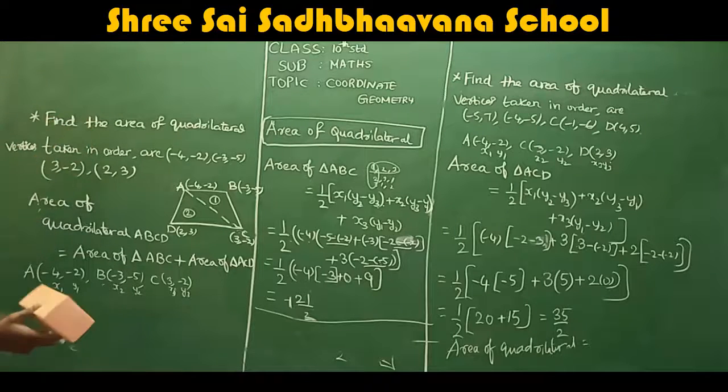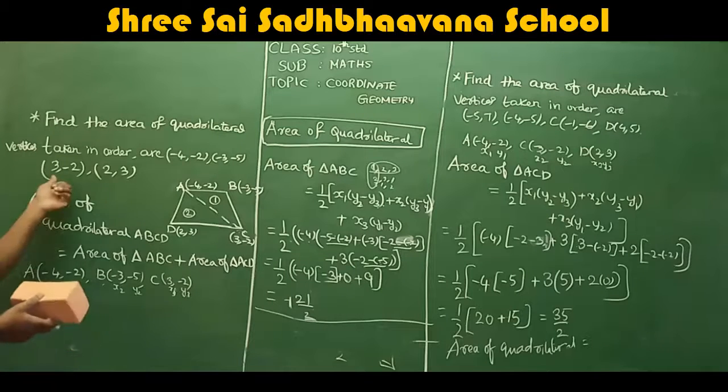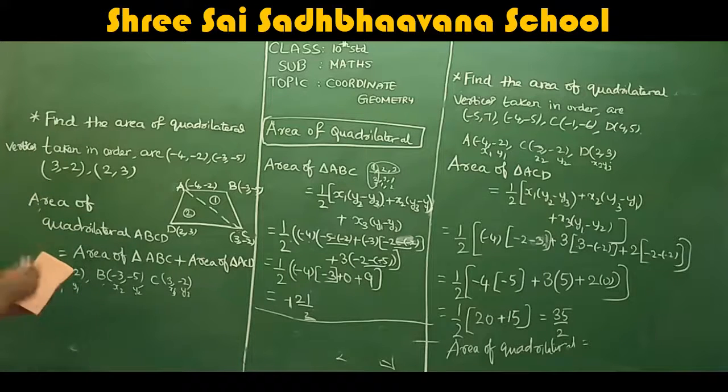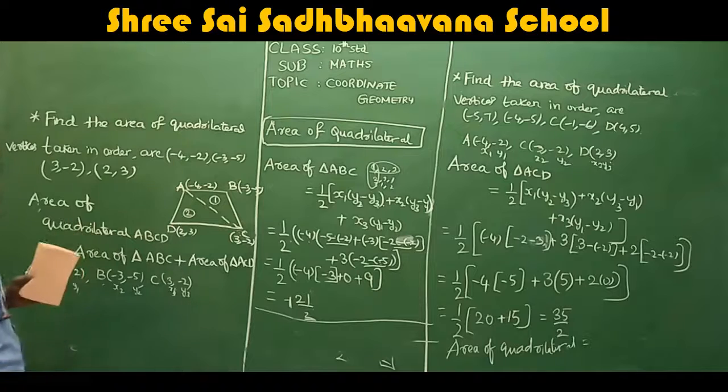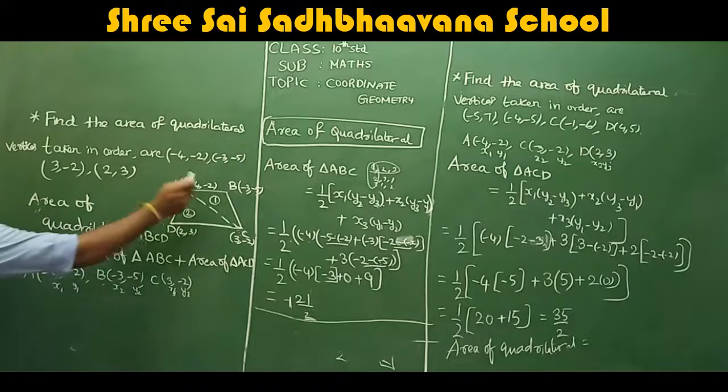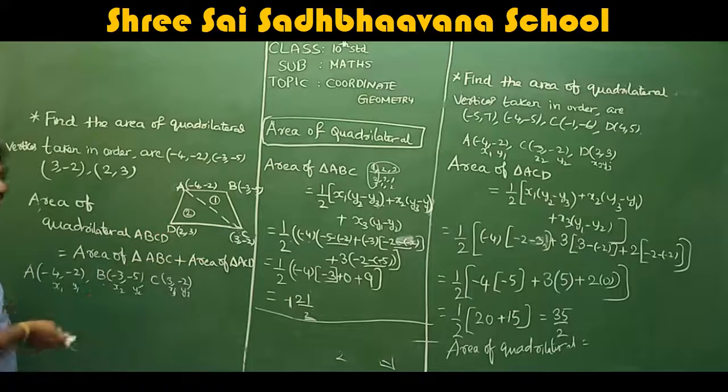Vertices taken in order are (-4, -2), (-3, -5), (3, -2), (2, 3). I have taken them in order, as it is clearly specified that you should take in order. So A, B, C, D. We take in order. A is (-4, -2), B is (-3, -5), C is (3, -2) and D is (2, 3). In this case, area of quadrilateral can be written as area of triangle ABC plus area of triangle ACD.